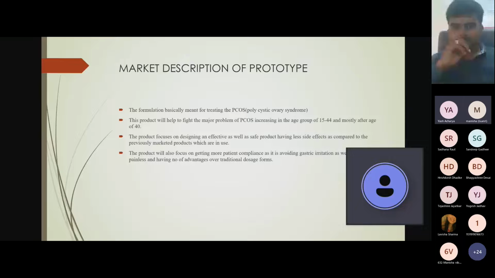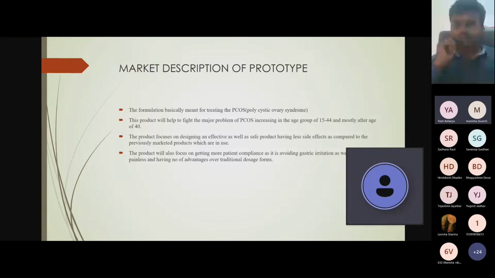This product is designed to reduce side effects, and because herbal is more trending nowadays, it decreases the side effects. As it is a patch, it is painless and not abrasive, it gets more compliance from the patients, and patients will prefer using it. The product will also focus on avoiding gastric irritation, as well as the other side effects shown by a number of formulations already available in the market.